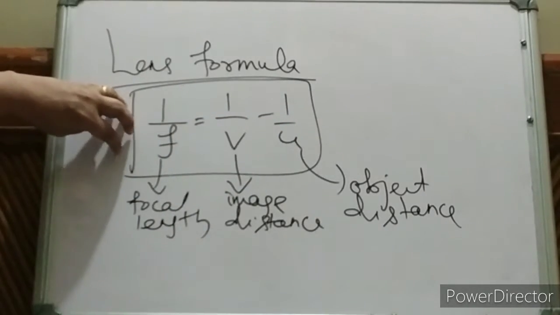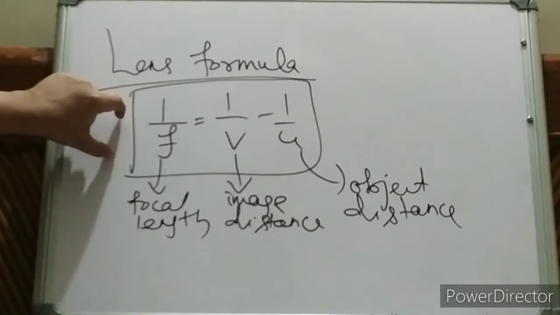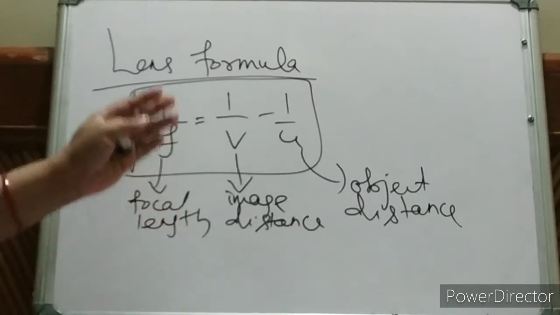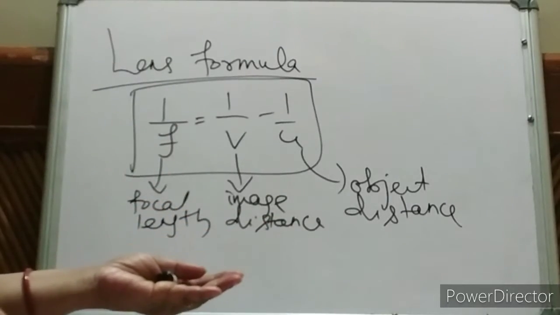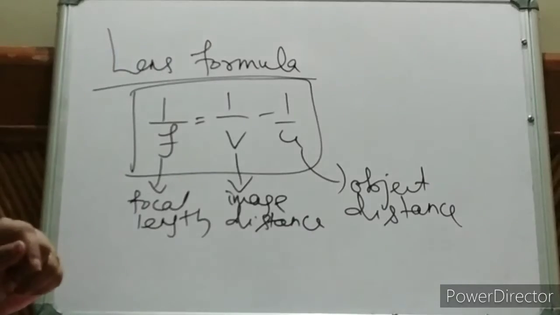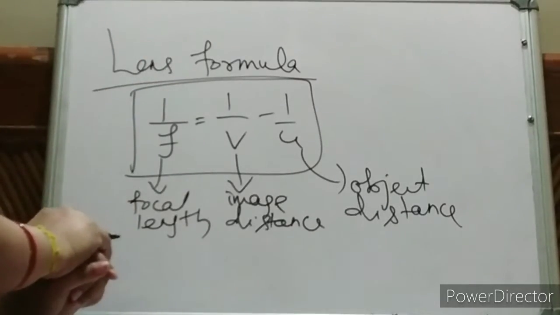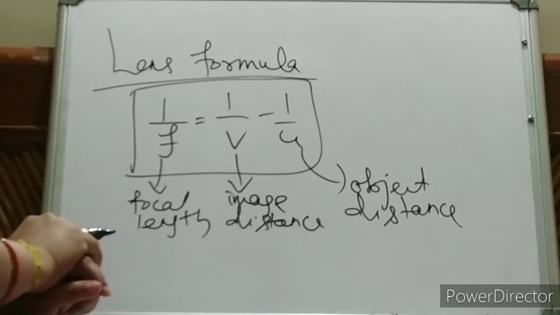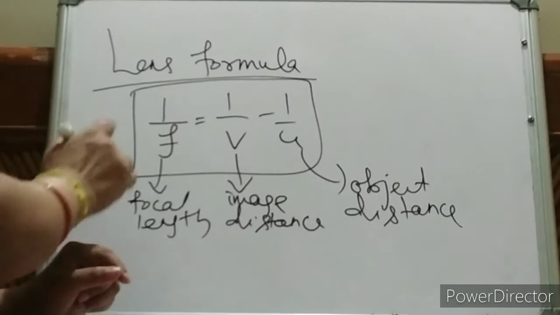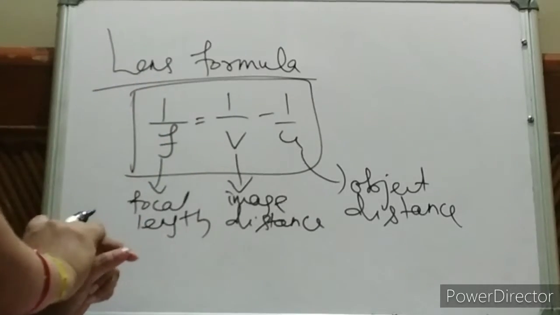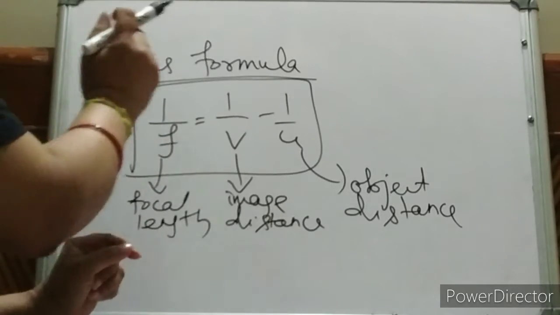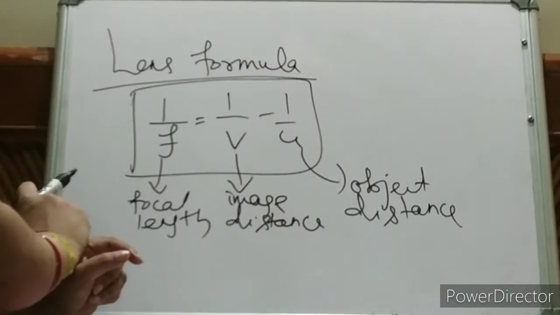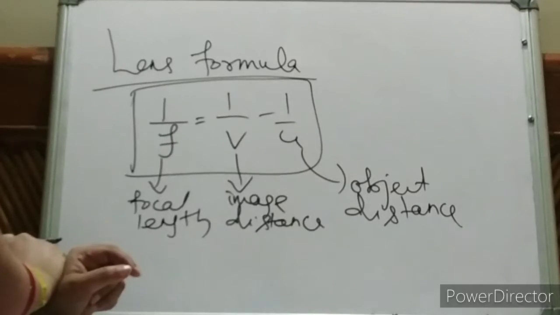So what does it basically give you? When objects are placed at different positions, different kinds of images are found at different positions for both concave and convex lens. This thing we have already studied. So using this equation we can calculate the image distance, and the kind of image also we can calculate.